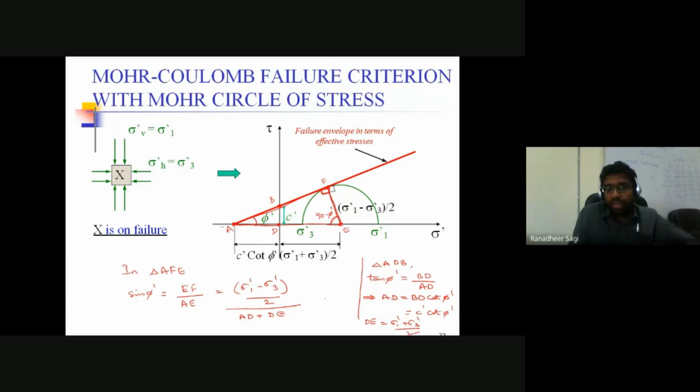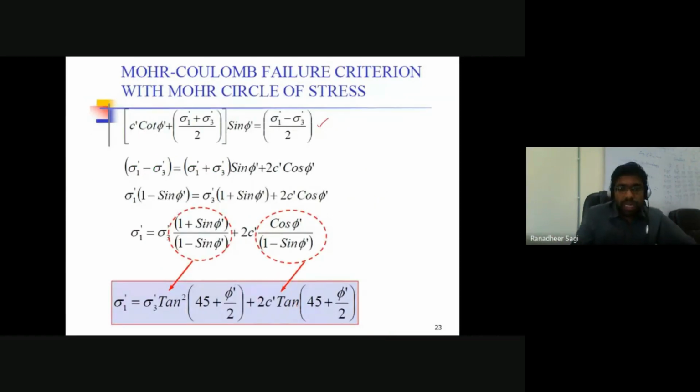So in the process, if I am taking it onto the left side, what I'll have is sine phi dash into AD is C dash cot phi dash plus DE is sigma 1 dash plus sigma 3 dash by 2. Okay. So I am skipping all those terms and directly writing that particular expression here. So this is the first expression that I have on this page.